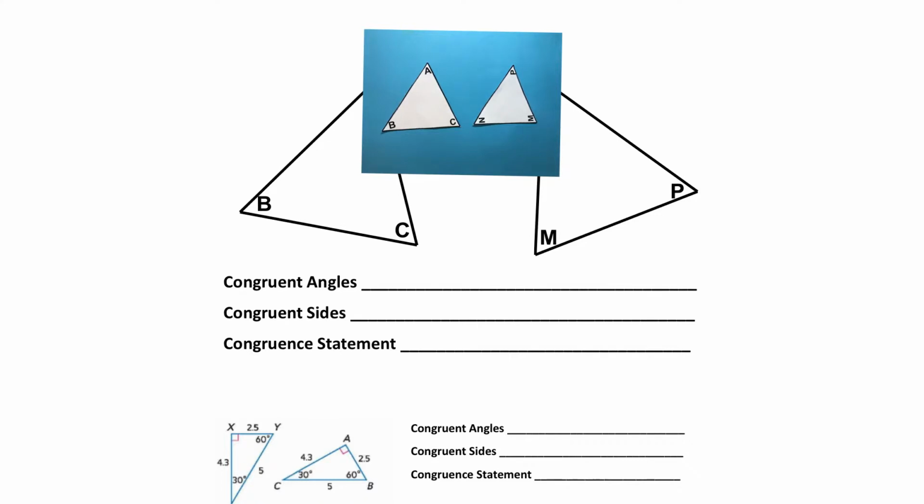So, angle A is congruent to what angle? To angle P. Okay, angle B is congruent to what? Angle N, and then angle C is congruent to what? To angle M.